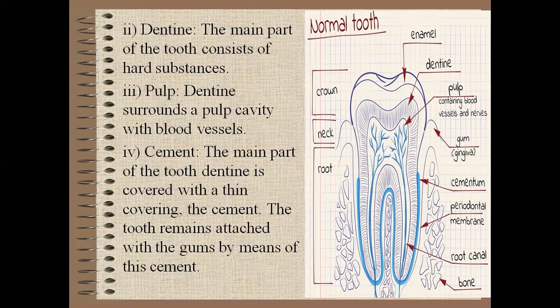Cement. Dentin is covered with a thin covering called cement. The tooth remains attached to the gums by cement. Enamel and dentin are both composed of calcium phosphate, calcium carbonate, and fluoride.